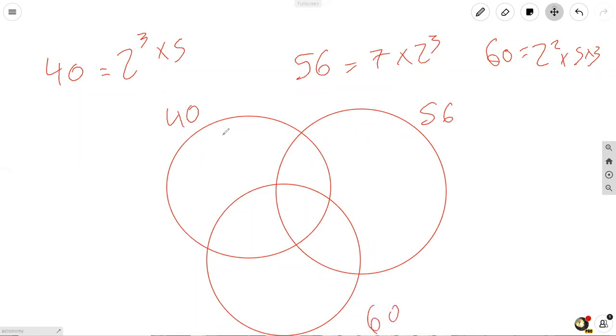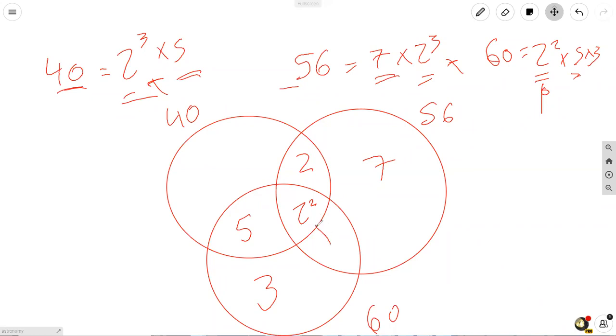Now, what do they all have in common? Well, look, they all at least have 2 to the power 2 in common. The others have a bit extra. So I write 2 to the power 2, but the 40 and 56 have an extra 2, so I'm just going to put between the 40 and 56 an extra 2. The 56 has the 7. The 40 and 60 have a 5, so I'm going to put a 5 between the 40 and 60. And 60 has a 3.